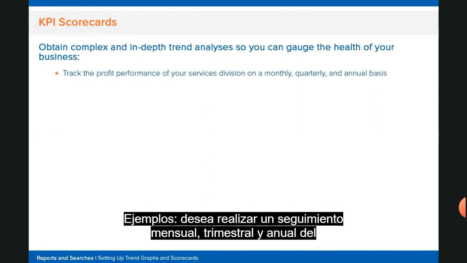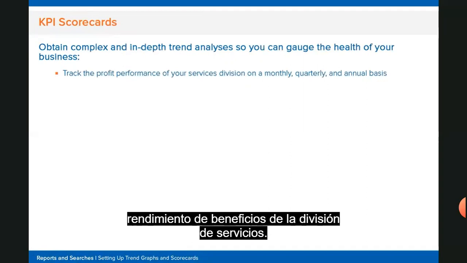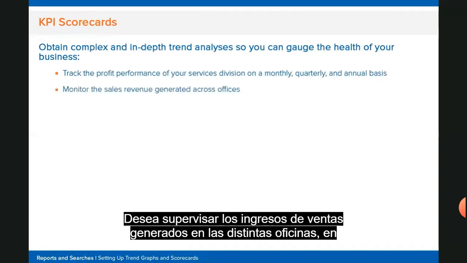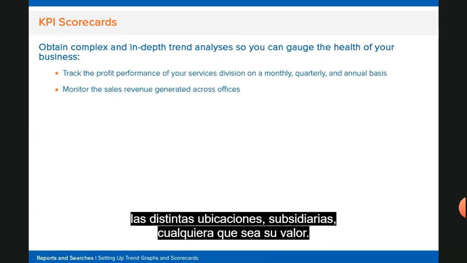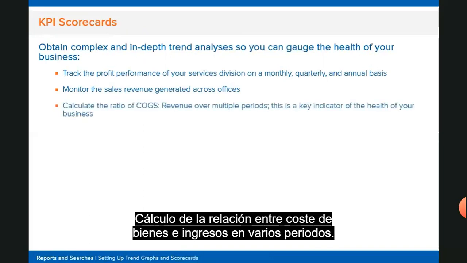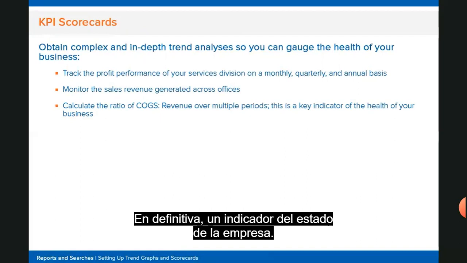Examples: you want to track the profit performance of your services division on a monthly, quarterly, and annual basis. You want to monitor the sales revenue generated across your various offices, locations, subsidiaries, whatever your value is. Calculate the ratio of cost of goods to revenue over multiple periods. Definitely an indicator of the health of your business.